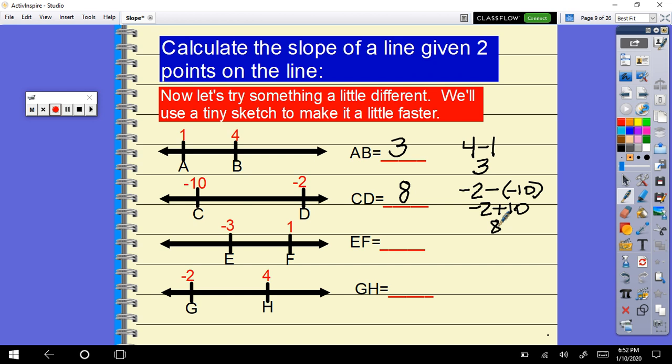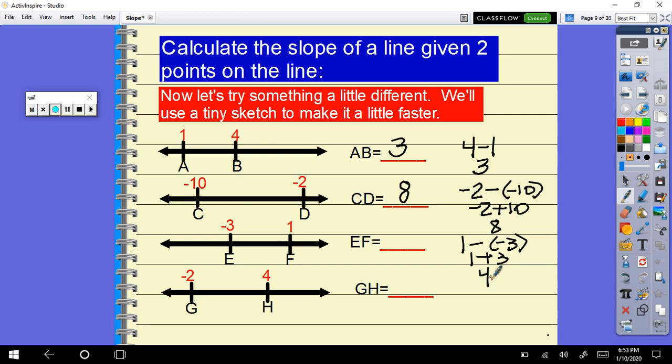Most of you are probably not going to do all that. You're just going to be able to think through it really quickly, which is going to make this next method of slope work fast for you. Now, if I ask you to find the length of segment EF, you're going to count from the left, -3, to the right, at 1, or vice versa. Now, if you do the right minus the left, 1 plus 3 is 4.